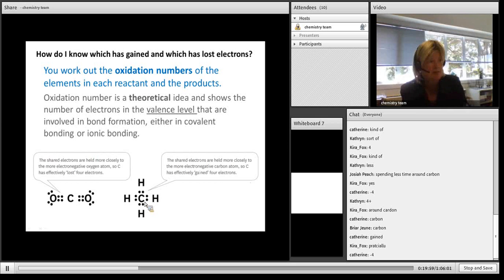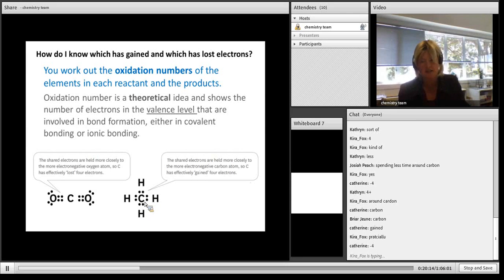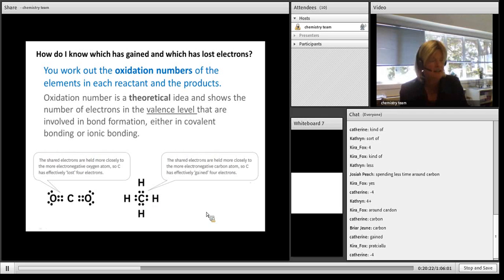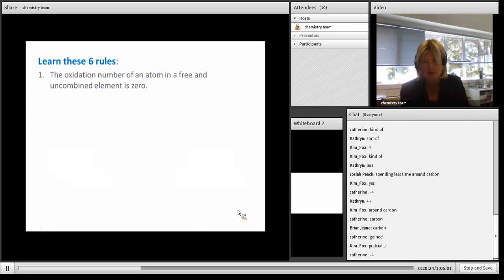So that's what I mean by this. It's a theoretical number. We don't have a +4 charge on the carbon in carbon dioxide and a -4 charge on the carbon in methane. It's just where those electrons are spending time: is it theoretically lost or theoretically gained? So I hope you've got that idea of what an oxidation number is. All you have to be able to do is calculate oxidation numbers. You don't really have to know any more. So let's look at the rules for working out oxidation numbers.